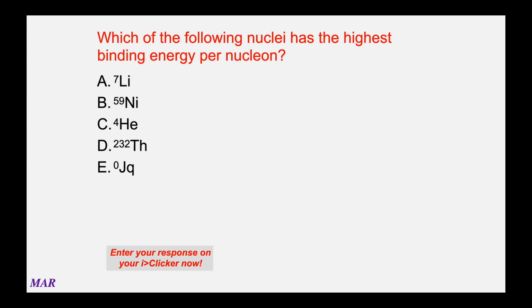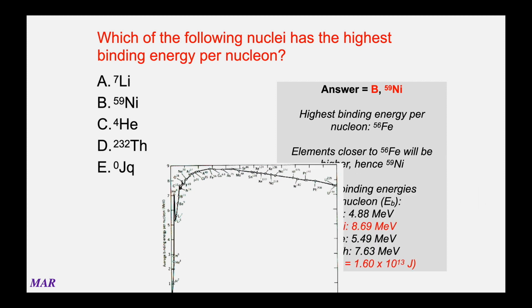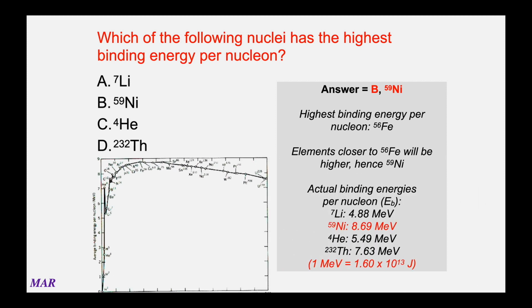So if you have a series of elements like this, what I would do is find the element closest on the periodic table to iron, and absolutely nickel is the closest one. So I would guess off the top of my head that the nickel-59 here is the best answer. I don't believe you, Dr. Russell. Okay, whoever said that, let me give you the actual values.